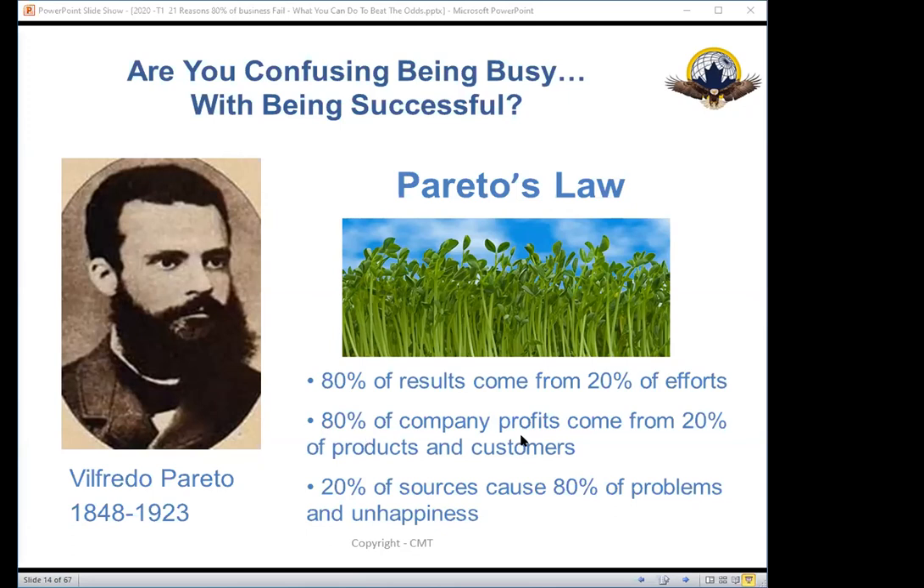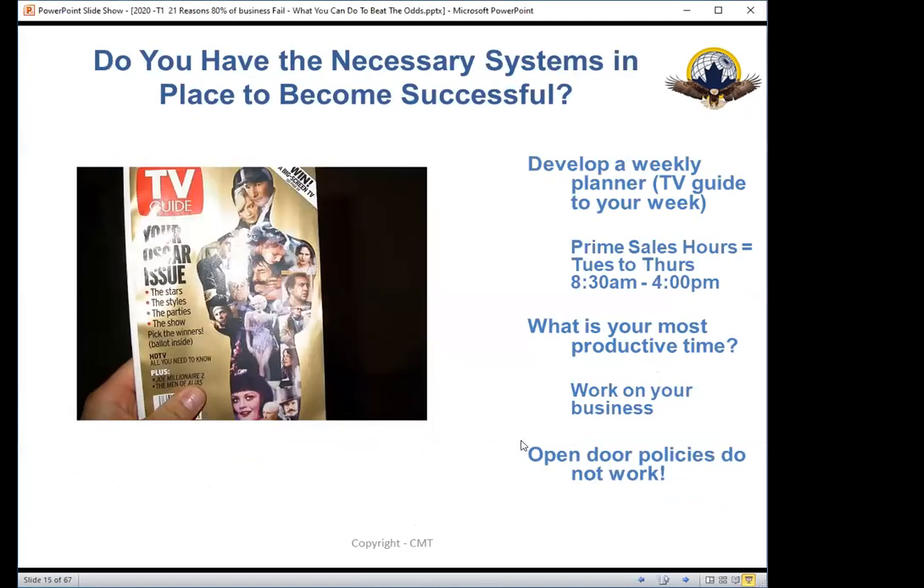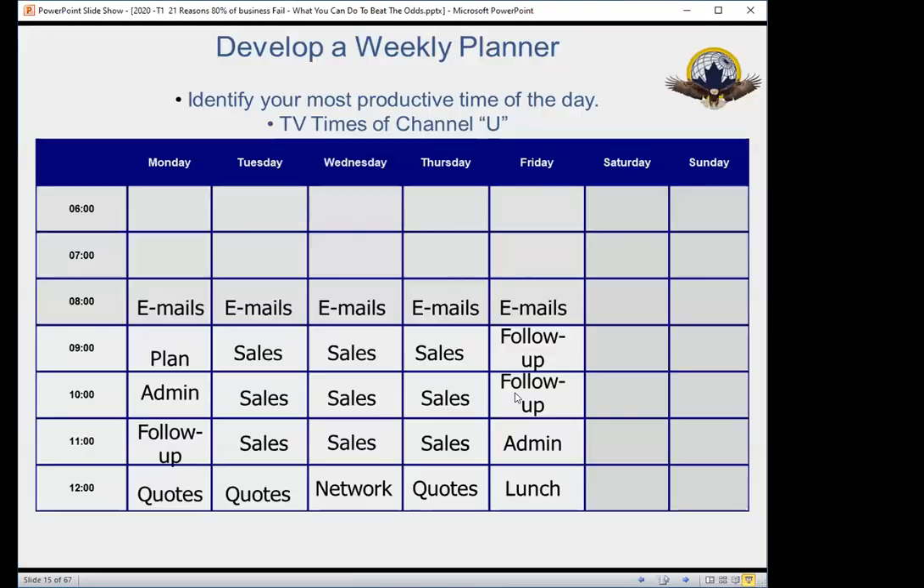How do we do that? By using a system, the system that you have in front of you. So what I've done is I've created this Develop a Weekly Planner. This is exactly the one that we use, guys. Exactly. I'm not hiding anything.